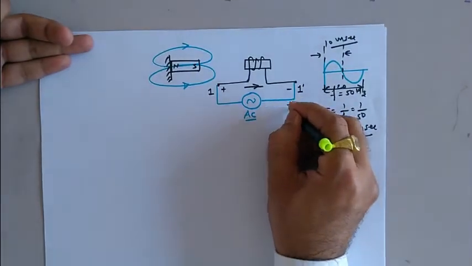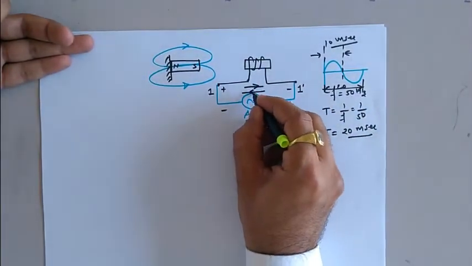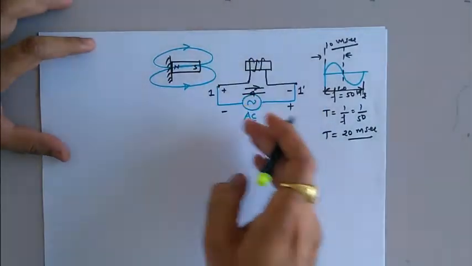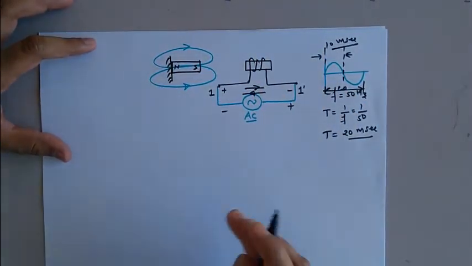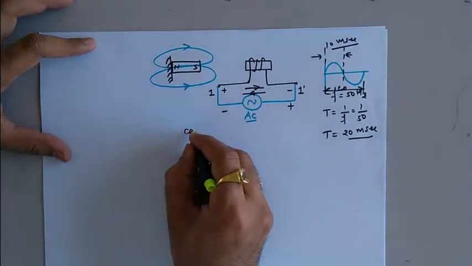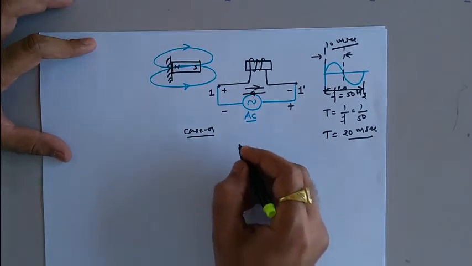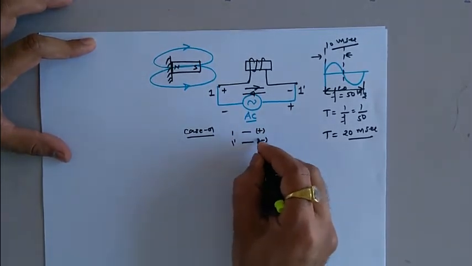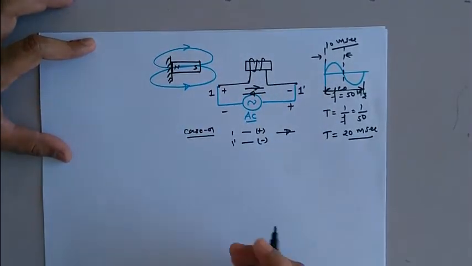That means this point will act as a positive and this point will act as a negative, and the direction of current is like this. Now let us try to analyze how this equipment is going to work under this condition. So let us consider the first case, or you can say case number 1, when terminal 1 is going to be positive and terminal 1 dash is going to be negative. That means the direction of current is like this, left to right.